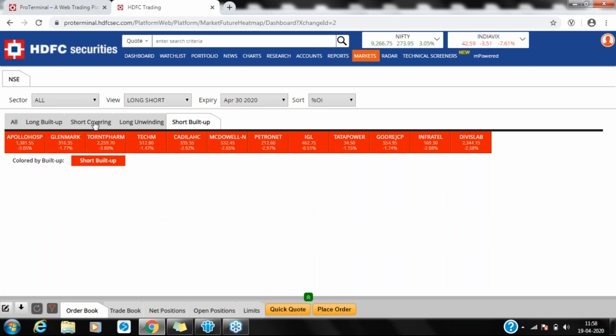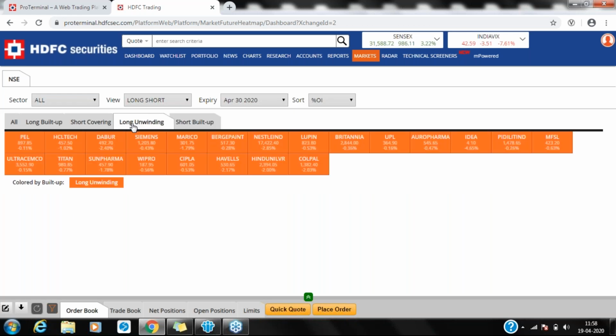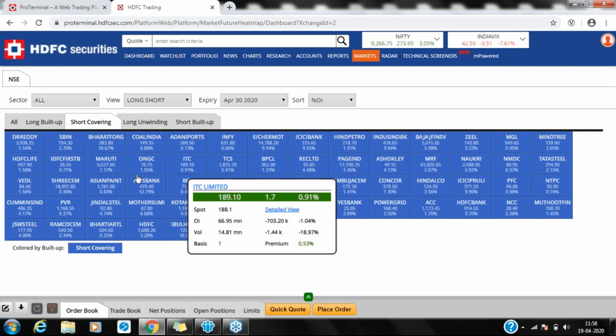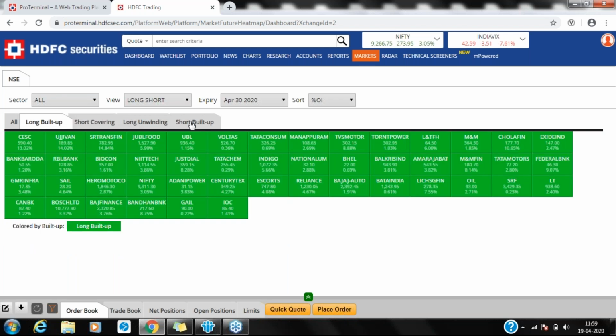Two more things are there, which are short covering and long unwinding. Long unwinding, as the name suggests, basically used to have a long build up, and now the bullish trend is kind of getting flattened. And the same with short covering: the stock used to be in a bearish trend, and now the bearish trend is almost about to get over. So these are the two neutral kinds of symbols. Long build up is the bullish symbol, and short build up is the bearish symbol.